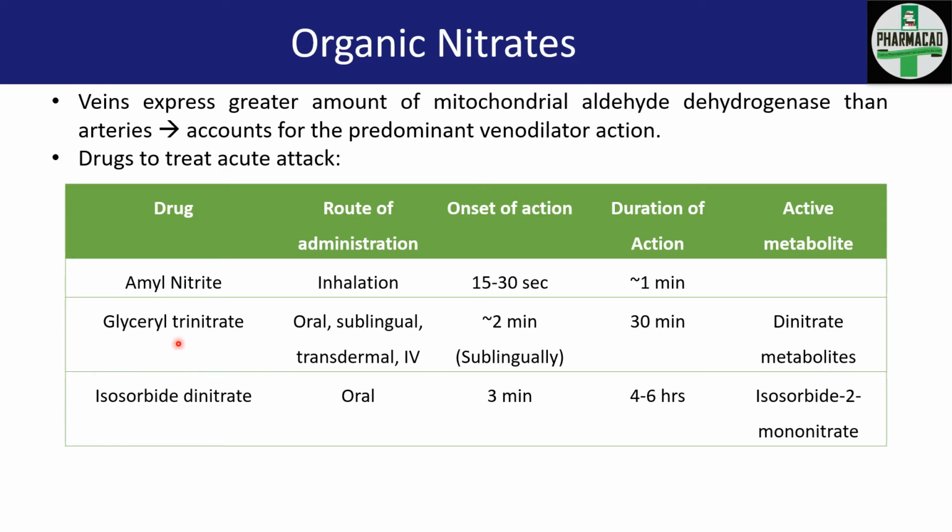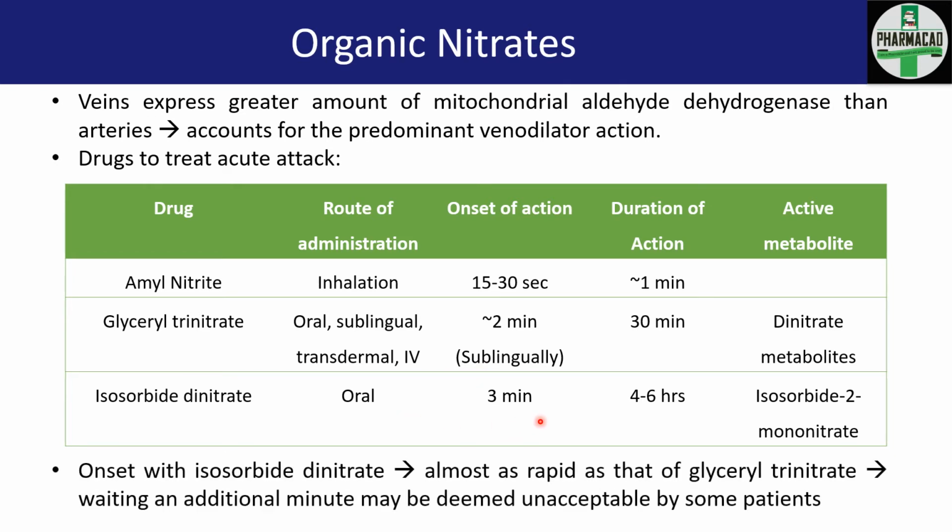Isosorbide dinitrate is also an option, but when you see there is just 1 minute delay in the onset of action, this delay of 1 minute can also be unacceptable for some patients when there are chances of getting an anginal attack. And that's why nitroglycerin is the preferred one, which has rapid onset of action, can be taken sublingually and easy administration, and has significant duration of action as well.